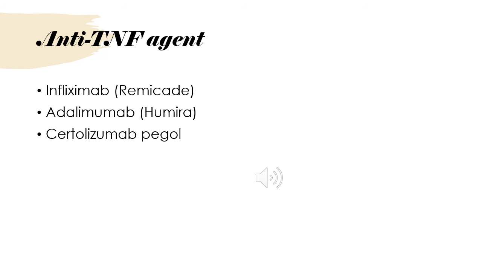So Remicade is a chimeric IgG1 monoclonal antibody against tumor necrosis factor alpha. And it's kind of an interesting medication. It's 75% human and 25% murine sequences. So it has a high specificity for and affinity to tumor necrosis factor alpha. So that's what we're going after in treating inflammatory bowel disease.